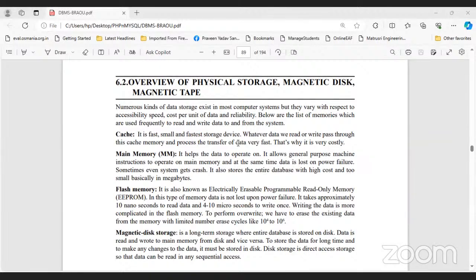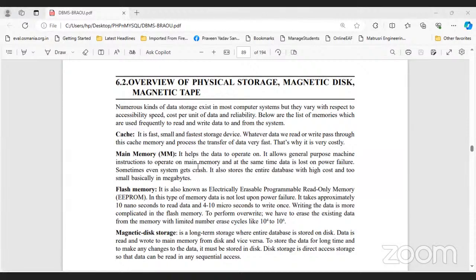So we have some primary storage devices and some secondary storage devices. Primary storage devices are the RAM, ROM, like this. These are called the primary. Secondary means hard disk, CD, DVD. Those are called the secondary.